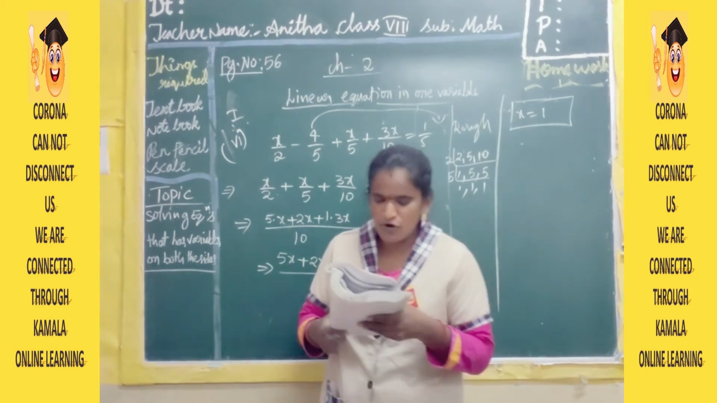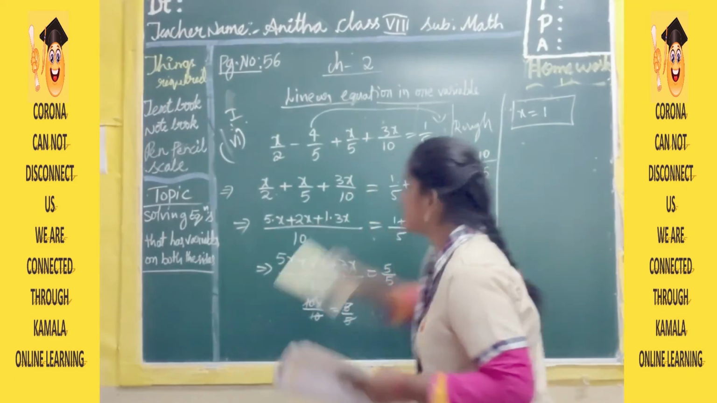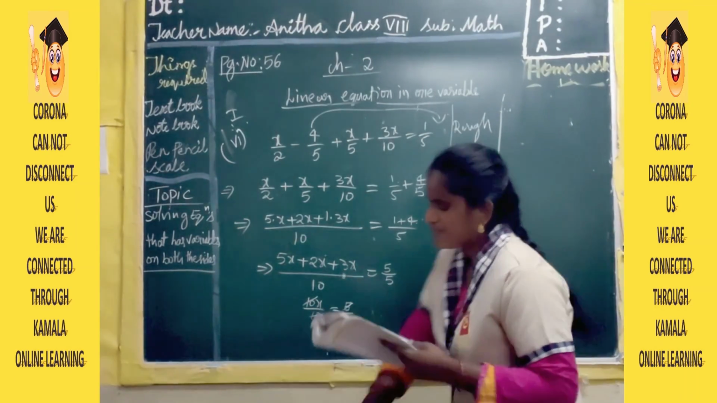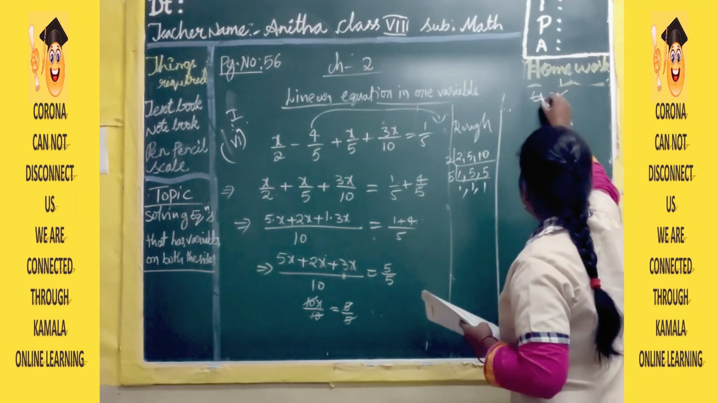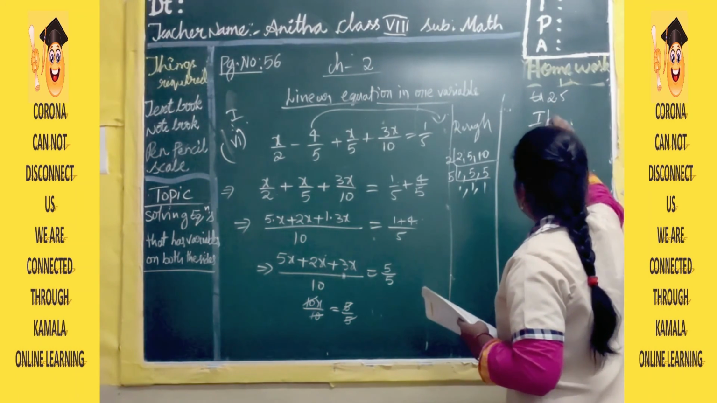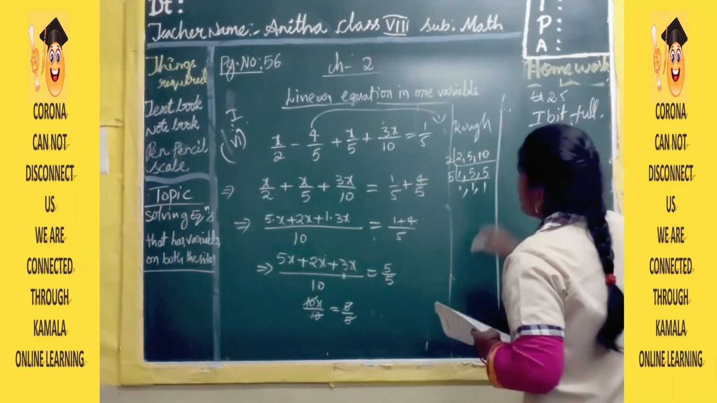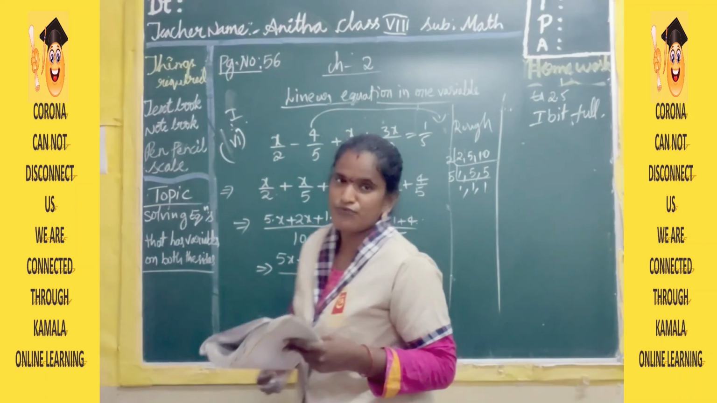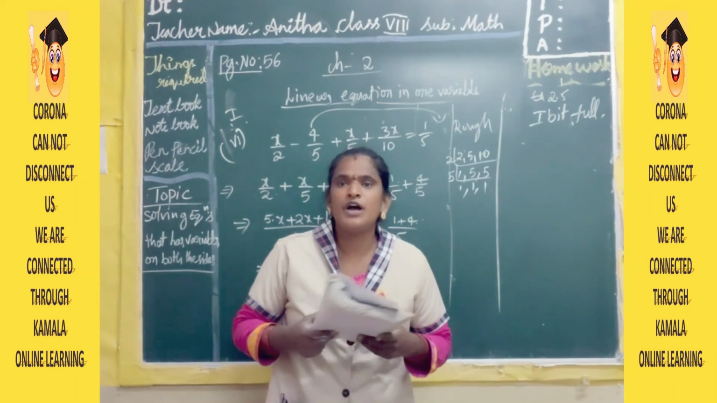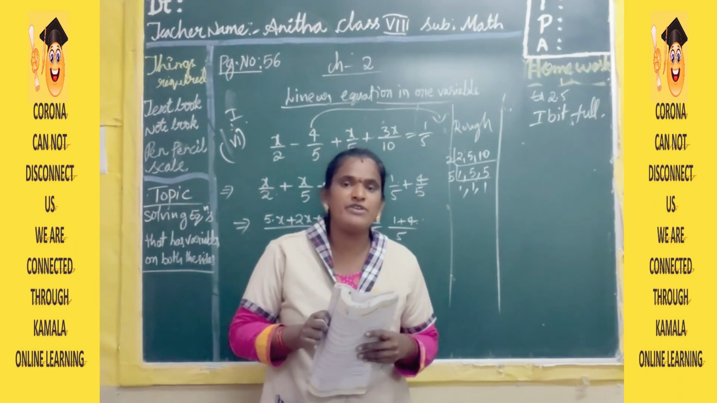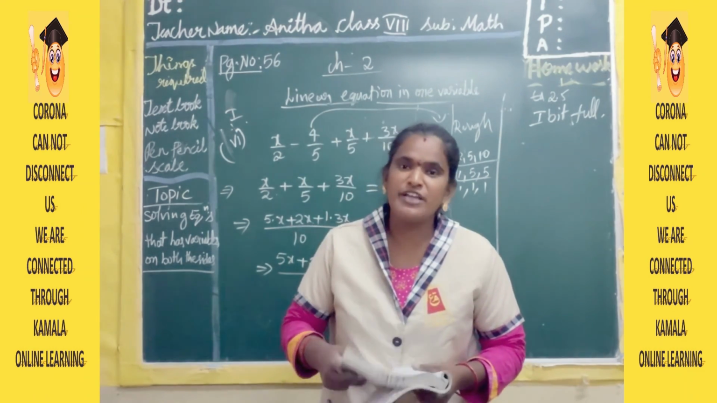Note down, children, your homework is exercise 2.5. First bit full. Exercise 2.5, first bit full, because in this bit 12 problems are there. Already I said 4-5 problems. Okay. The remaining problems are your homework. You have to complete your homework. On the day I give homework, on that day only you have to complete it. Don't keep any pending work.